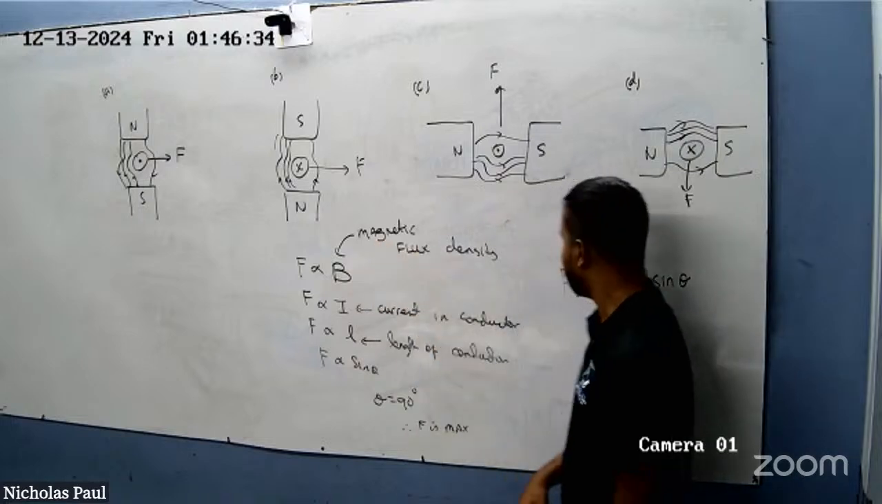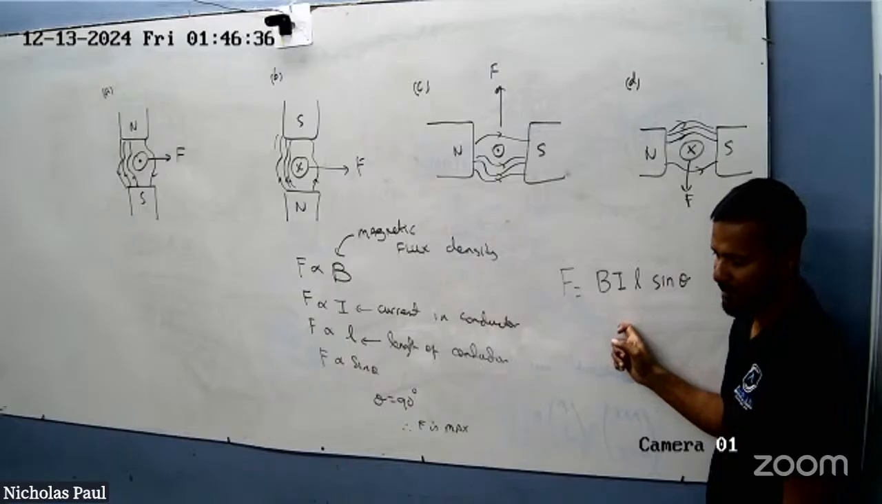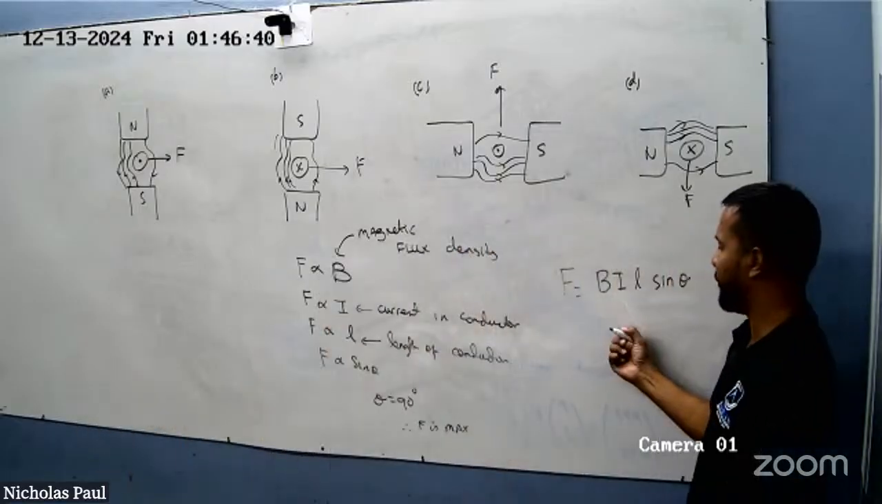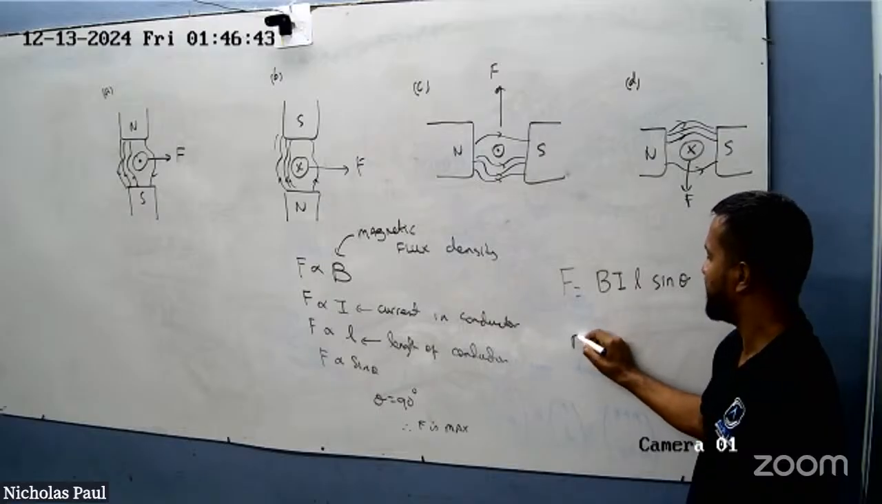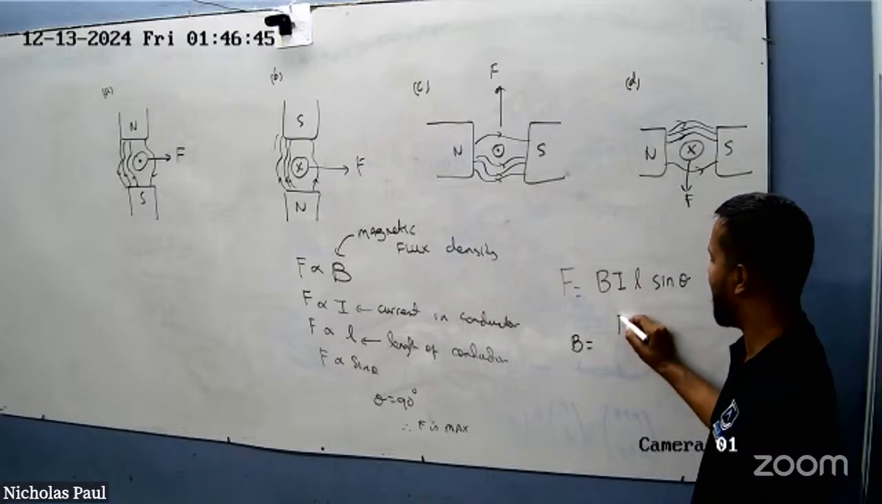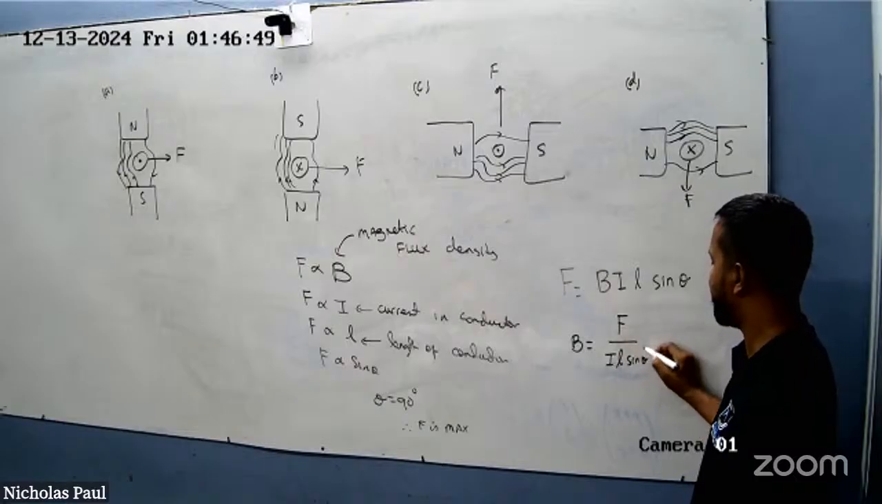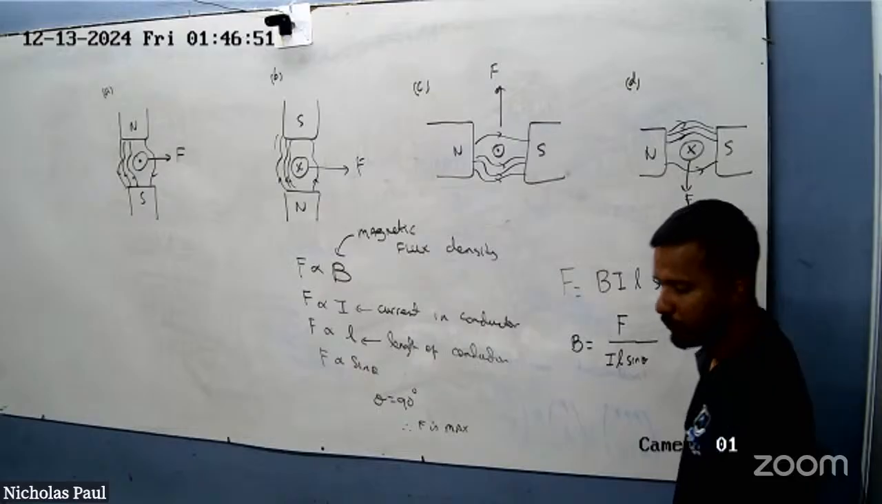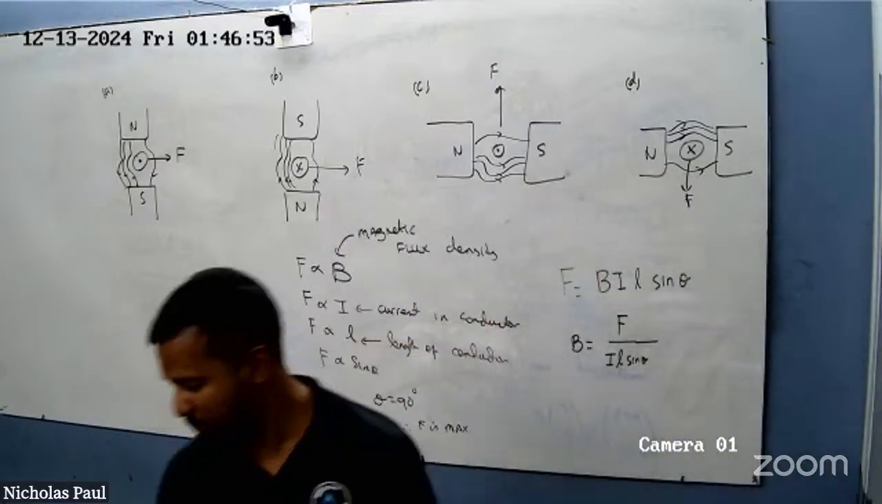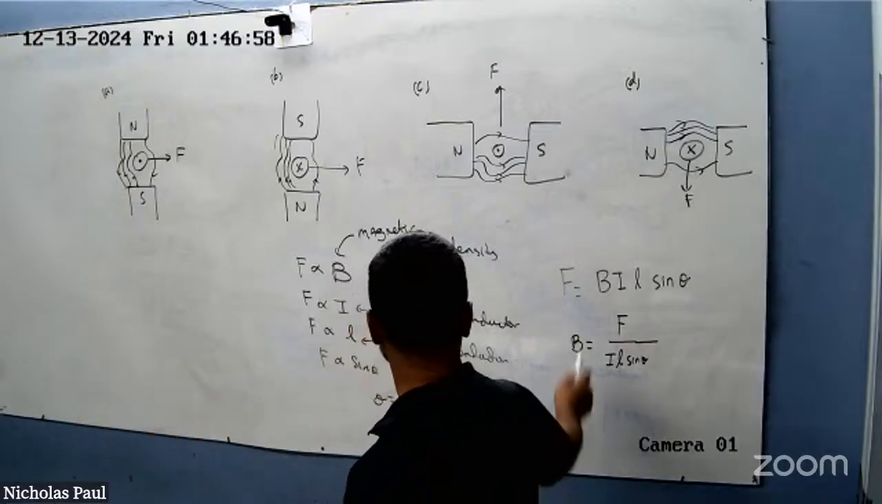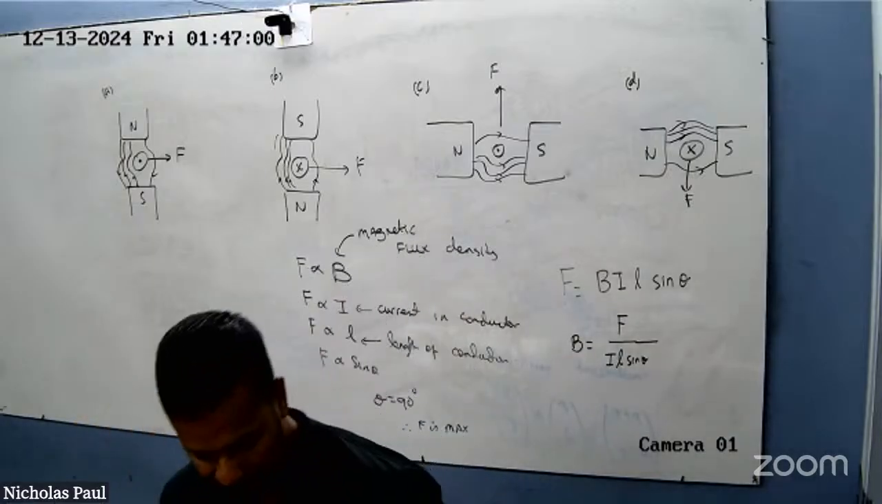All right? So if I wanted to find magnetic flux density, we can just rearrange this. We can say that magnetic flux density B is F over IL sine theta. That's a simple relationship that we can use.